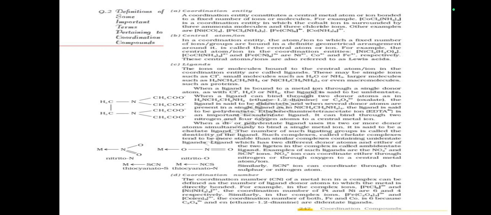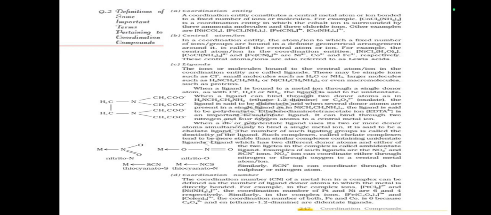Central atom or ion in a coordination entity. The atom or ion to which a fixed number of ions or groups are bound in a definite geometrical arrangement around it is called the central atom or ion. For example, the central atom or ion in the coordination entities [NiCl2(H2O)4], [CoCl(NH3)5]2+, and [Fe(CN)6]3- are Ni2+, Co3+, and Fe3+ respectively. These central atoms or ions are also referred to as Lewis acids.